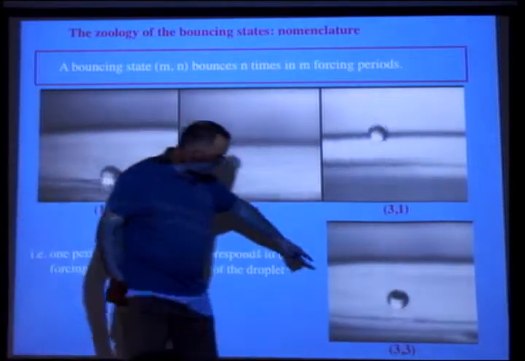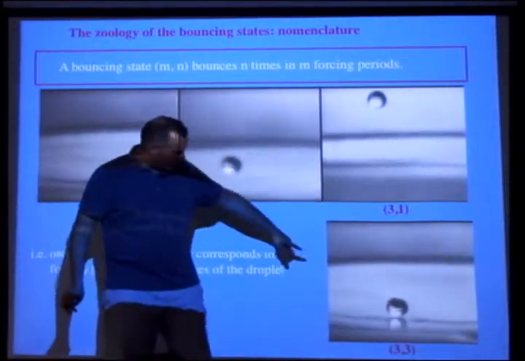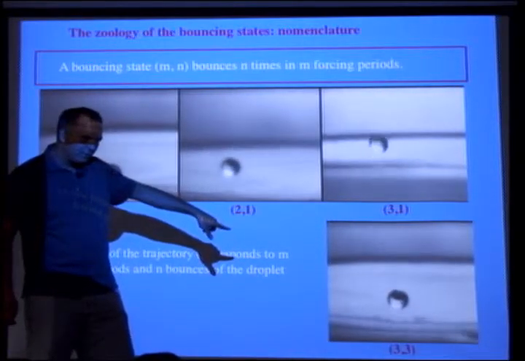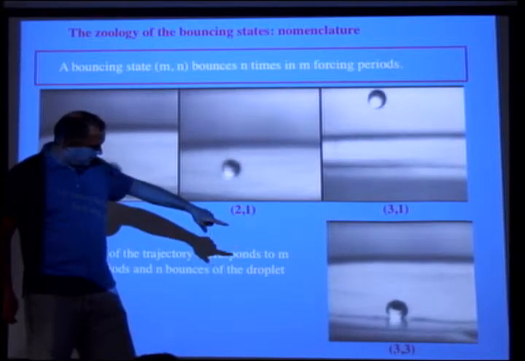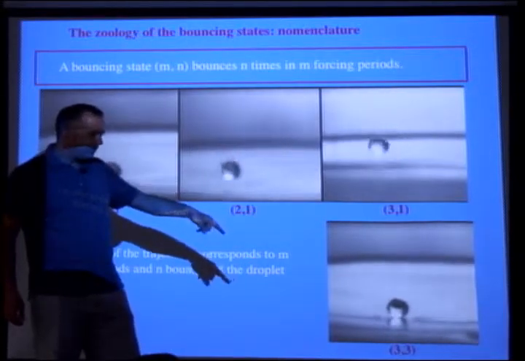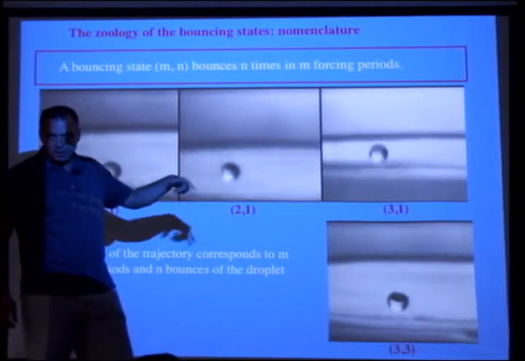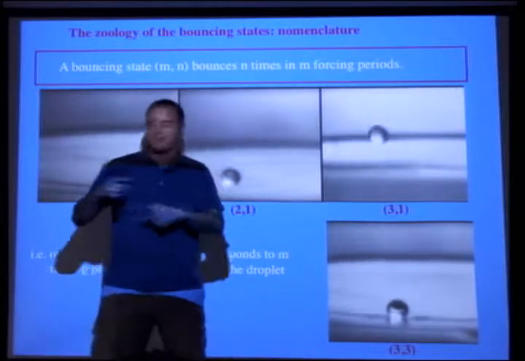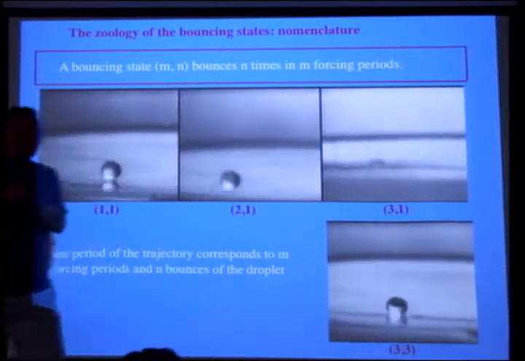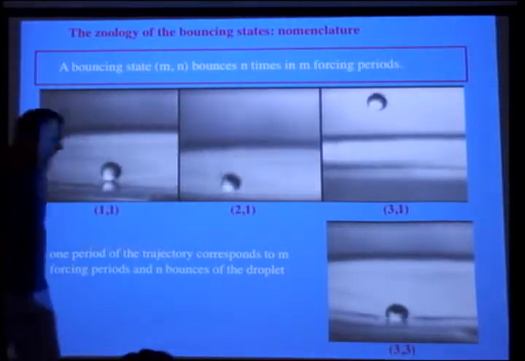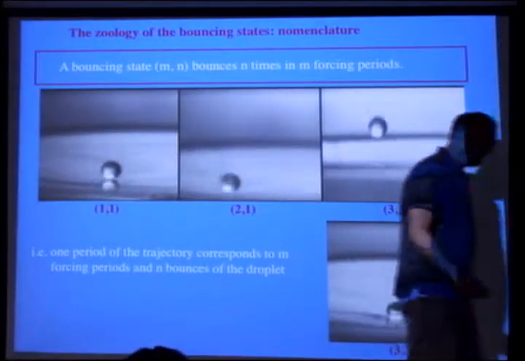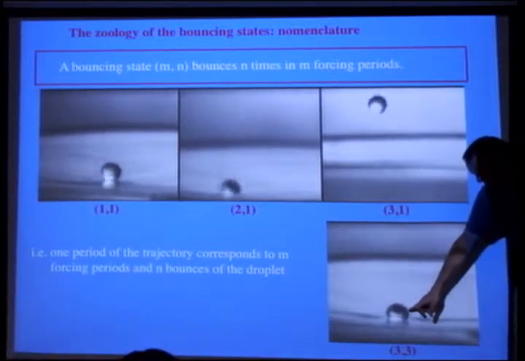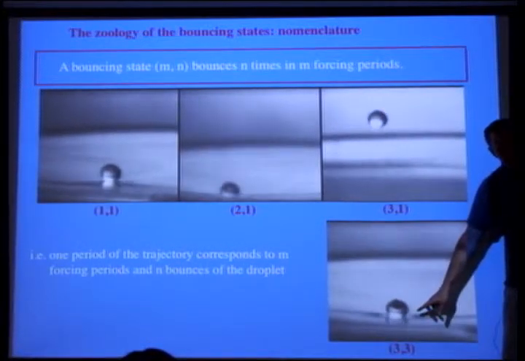Then we see this guy here. We call this a 3-3 mode. It has 3 different bounces with 3 different amplitudes, and this cycle of 3 jumps is completed after 3 periods of the forcing. Its periodicity is based on 3 forcing periods, right? How clear was that? But you see what I mean, right? We'll come back to this mode later, but it is perfectly periodic.